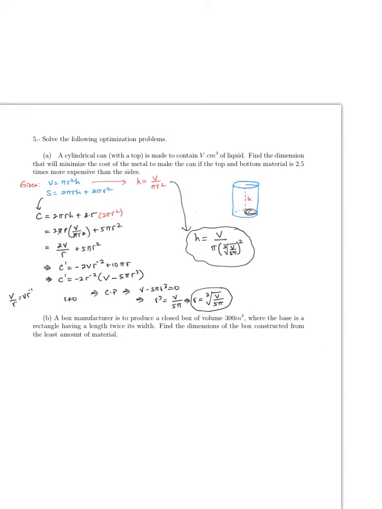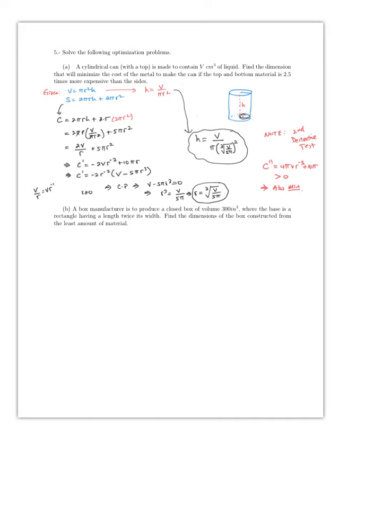Now, just to make sure that this is actually a minimum, remember we use the second derivative test. According to the second derivative test, if the second derivative is positive, it's the minimum. Well, what is the second derivative? The second derivative will give you 4 pi V r to the -3 plus 10 pi, and you can check that this is always positive, so that means this is an absolute minimum.